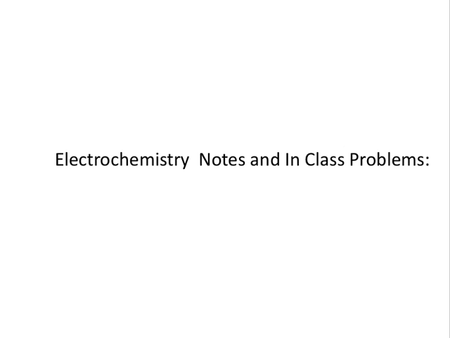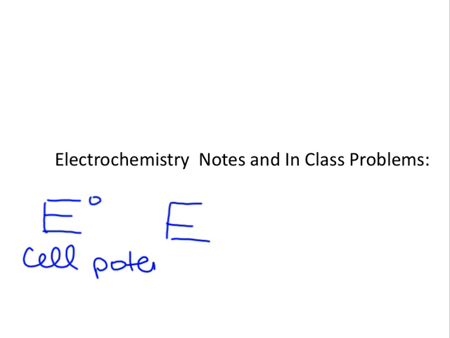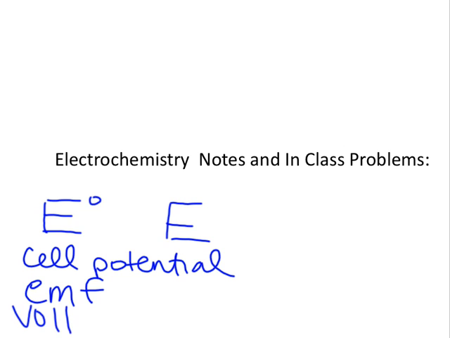Basically what we're looking at is electrochemistry. The important part about this whole business is the calculation of something called E naught and then E. This is cell potential, also known as electromotive force, EMF, and the units on this are volts. So when you buy a battery, it has a certain number of volts. You guys have already done this, I believe, in physics. Finally, they did something before we did.